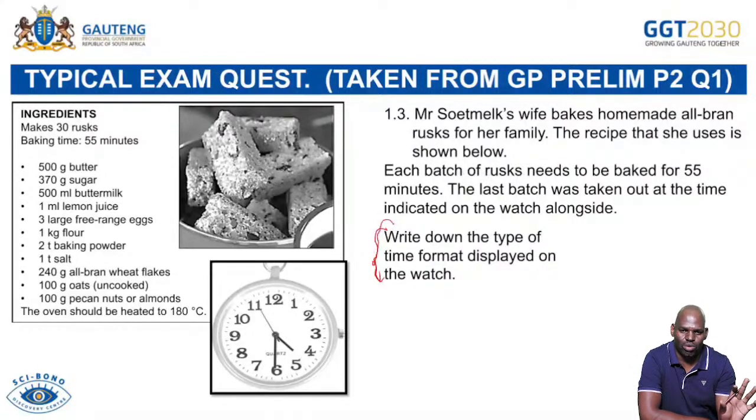I don't know why most of you wrote 12-hour format, because this type of clock cannot tell if this is 12-hour format or 24-hour format. What the examiner was looking for in this case was just whether this is analog or digital. So if you look at this, it is actually analog. This was the answer that the examiner was looking for. The correct answer here is analog.